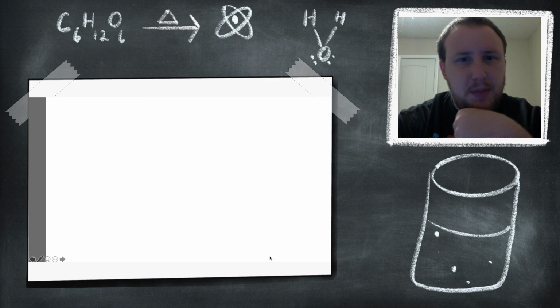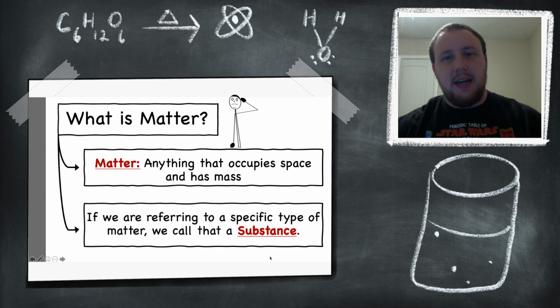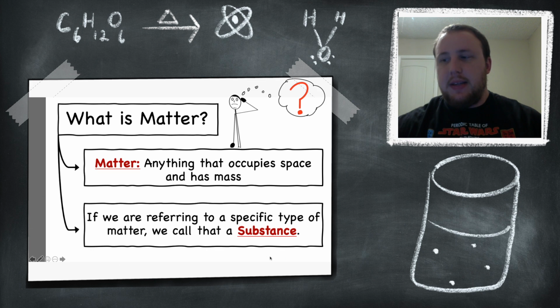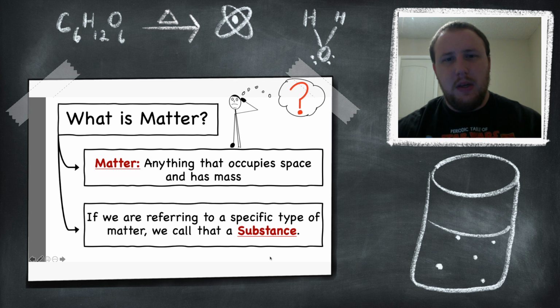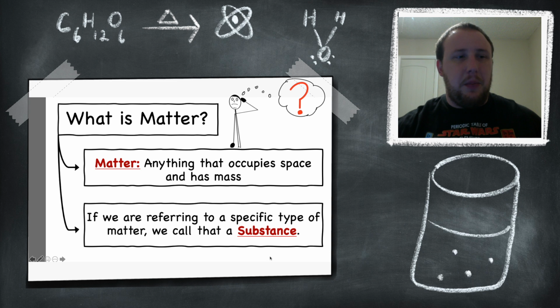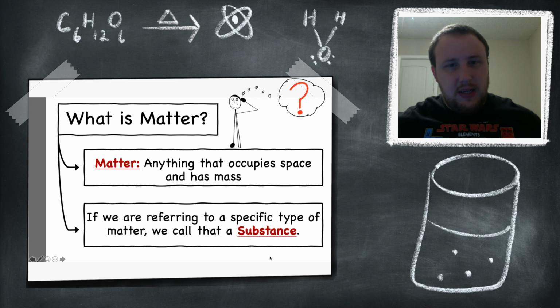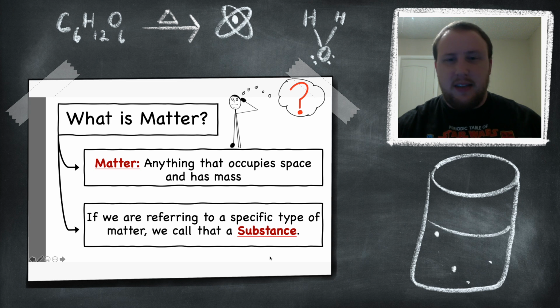So I guess the first topic that we need to talk about is what exactly is matter? Matter is anything that occupies space or has mass. So we can say that matter is defined as anything, whether it's the chair I'm sitting in, my shirt, the desk, the computer I'm recording this off of, or the iPad or digital device you're viewing this off of. All that can be classified as matter because, one, it takes up space, and two, it has mass.